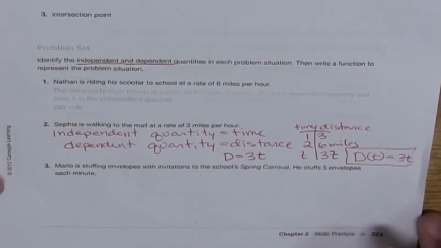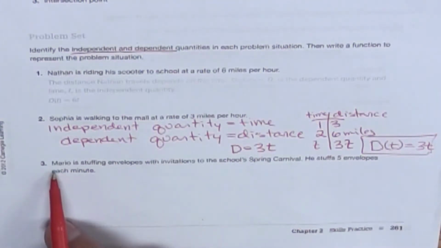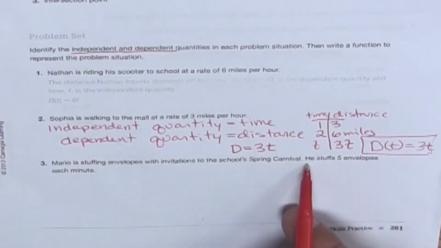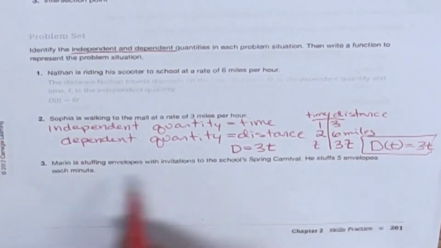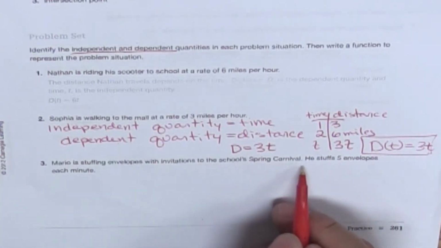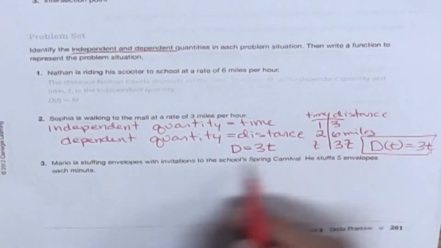Let's look at number 3 real quick. All right, on to number 3. Mario is stuffing envelopes with invitations to the school spring carnival. He stuffs 5 envelopes each minute. My brother stuffed envelopes at PG&E. This is an important skill. Let me see. He's stuffing envelopes with invitations to the school spring carnival. All right, I got that. He stuffs 5 envelopes each minute.